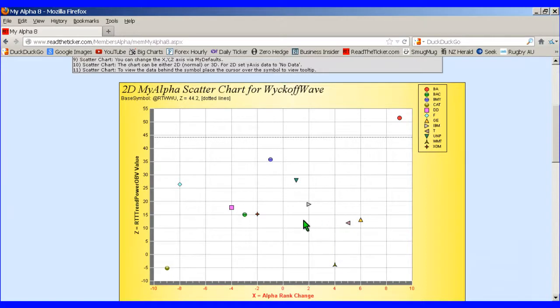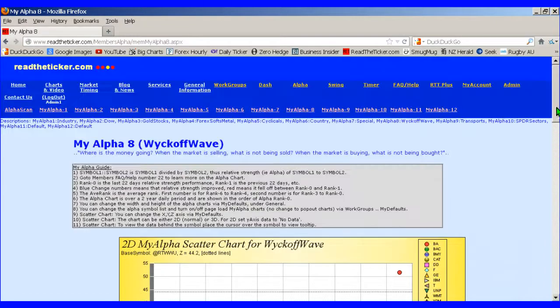Now the alpha change is a change in the last 22 days. So it may actually have been performing poorly over those 22 days, but recently the relative strength has strengthened to allow this triangle to be in that position.